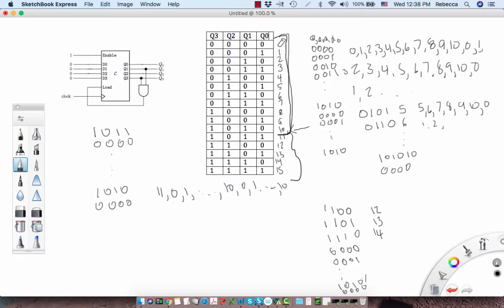And that's going to be true if you start at any value 12, 13, or 14. It'll go 12, 13, 14, 0, 1, 2, up to 10, 0, 1, 2, up to 10, and so forth. So if you start at 14, it'd be 14, 0, 1, 2, 3. Now if you start at 15, 1, 1, 1, 1, Q3 and Q1 are both 1, so the very next value will be 0, and then 1, and so forth. So if you start at 15, it'll immediately go back to 0 and count to 10, and then 0 to 10, and 0 to 10.